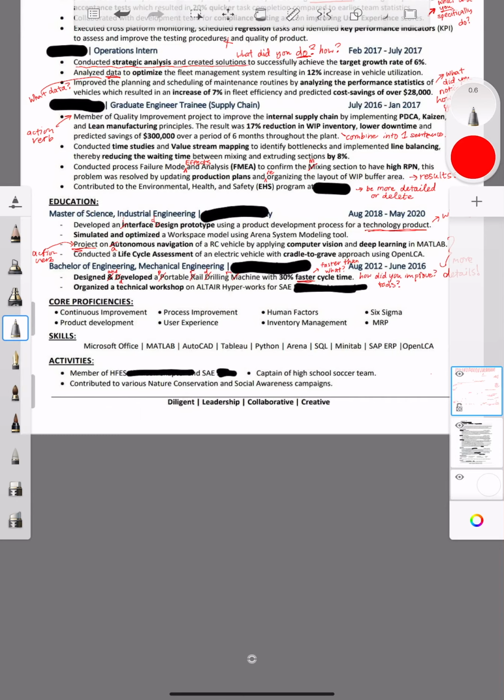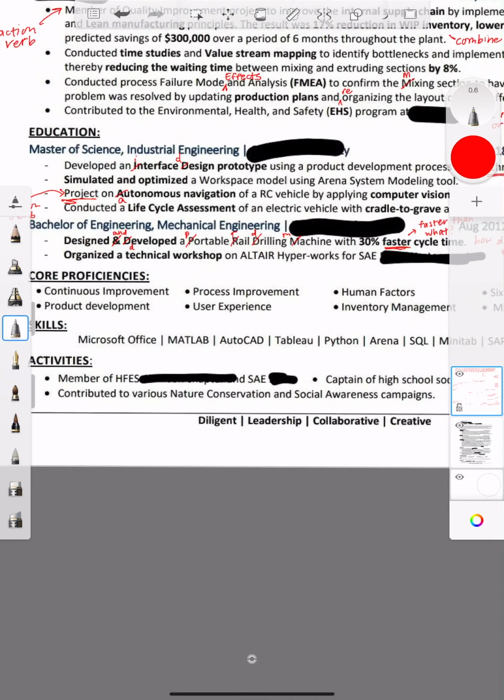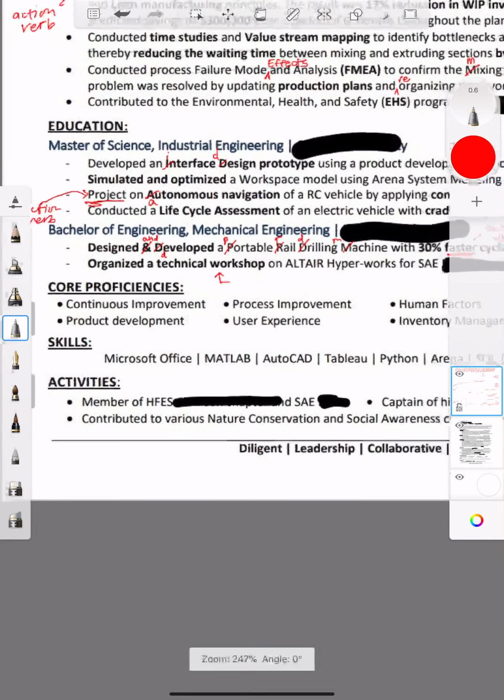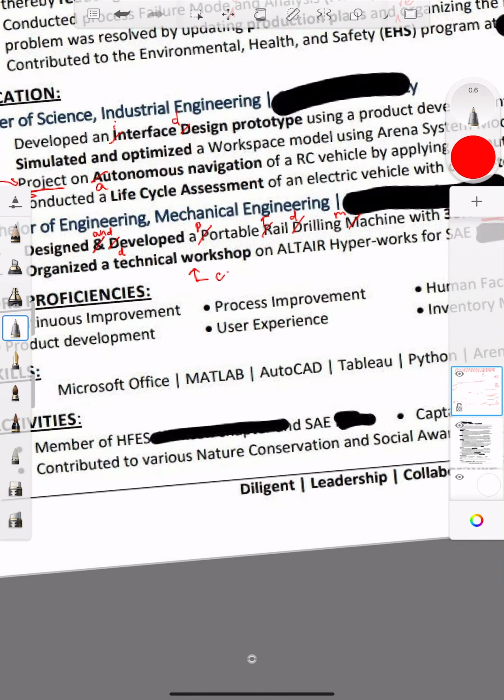"Organize a technical workshop on Altair HyperWorks for SAE." That can be taken out. It doesn't take mechanical engineering skill to organize a meeting or a workshop. I guess it does take leadership skills and some time management skills. Then I guess you have to talk to the people, but it's kind of squishy. It's not like simulating or designing, something like that. So I think this could be deleted, if you need more space.